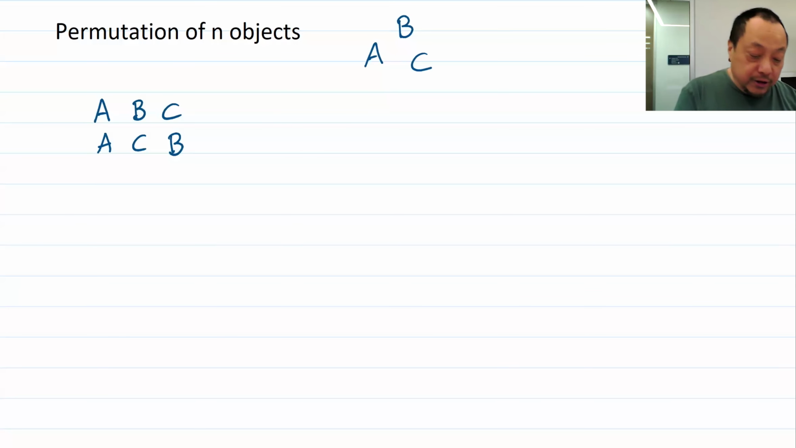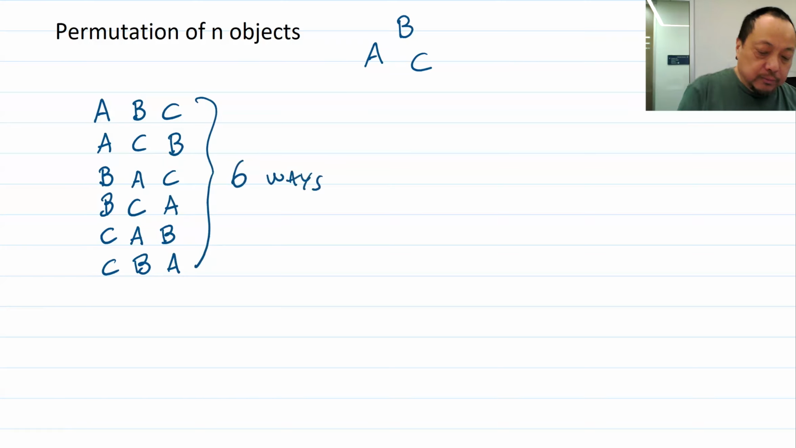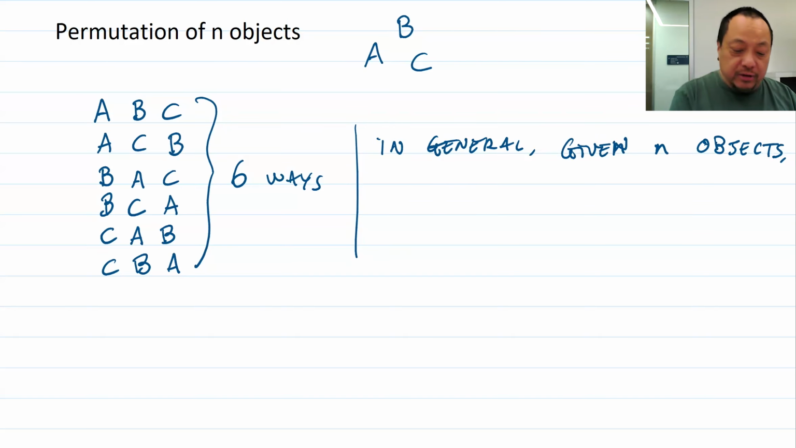Now let's put B first. What could follow? It could be AC or CA. Right? B first and then either AC or CA. Now I'm going to put C first. And what could follow? Either AB or BA. For a total of 6 ways. And in general, if we're given n objects, then there are n factorial ways of rearranging them.